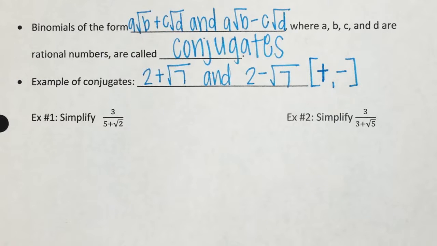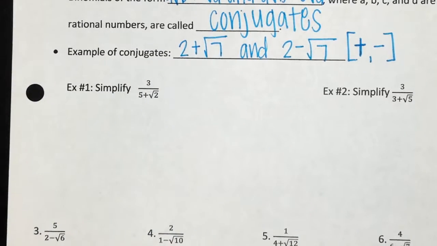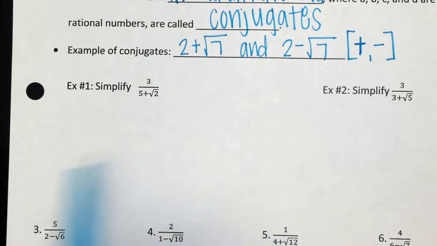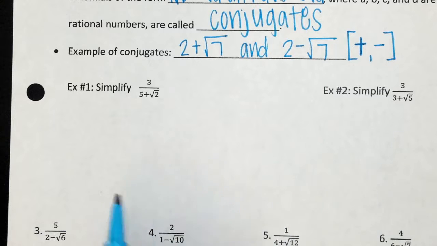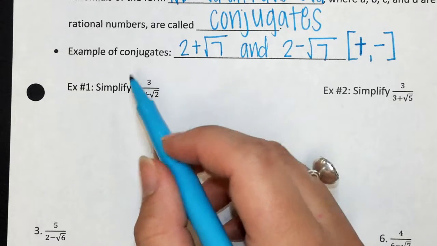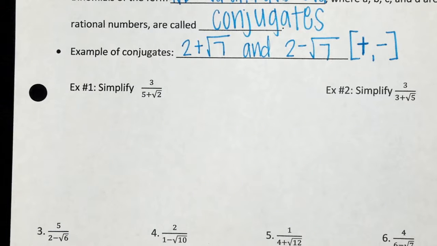We need to know conjugates because if you look at example number 1, what's in the denominator? A square root. But this isn't 5 square root of 2. This is 5 plus square root of 2. So we can't just multiply the bottom and the top by the square root of 2 and get rid of it. It won't work like that. So if there's a plus or a minus with a square root in your denominator, we have to do what is called rationalizing using the conjugate.